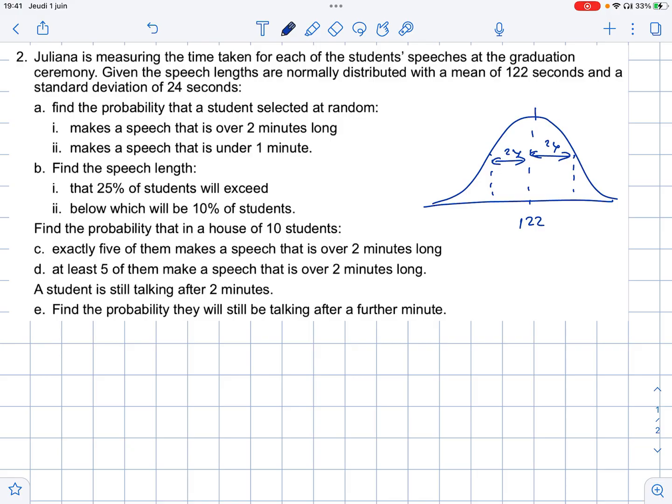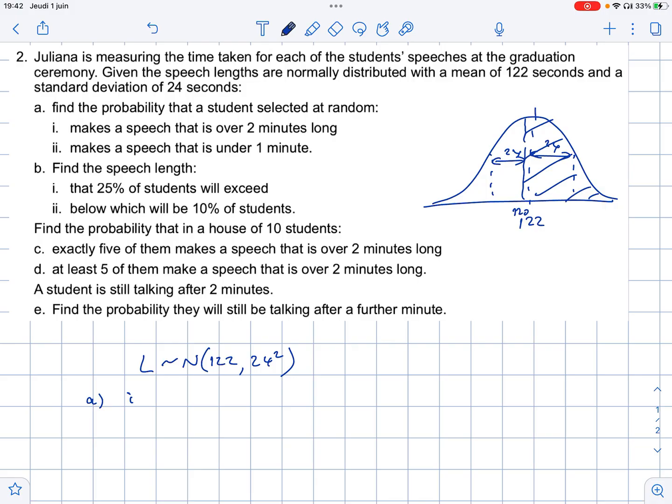Find the probability of students selected at random having speeches over 2 minutes long. Well, actually, we look at 2 minutes here. 2 minutes is there at 120 seconds, and we're trying to find this probability here. So let's first of all say that the speech length, L, is distributed normally with a mean of 122 and a standard deviation of 24. So that's 24 squared because we have to put the variance in there.